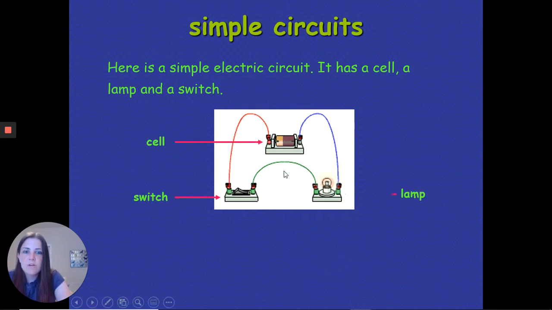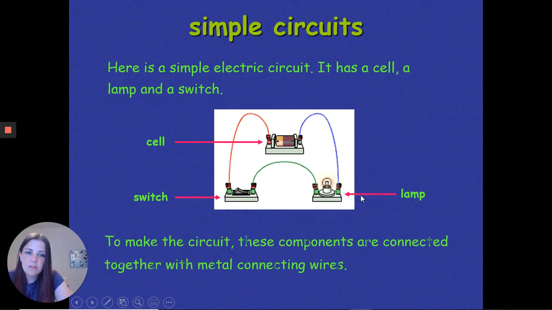So here we've got our cell, a switch and a lamp, which is just your light bulb, connected with wires. It's just saying the components are connected with metal connecting wires, which need to conduct electricity to allow this flow of electrons to go around the complete circuit.